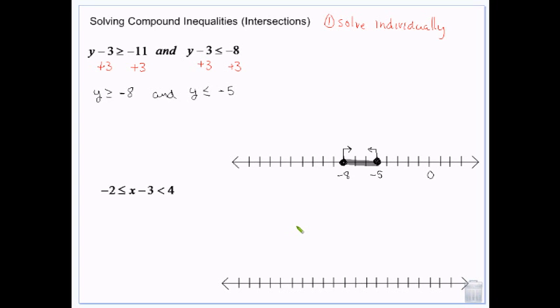Okay. Now if both arrows pointed the same way, I would just shade that way, because this part would overlap. Does that make sense? So y has to be between here somewhere. It could be negative 6 or 7, or any of these fractions or decimals in between. Because it has to be both greater than or equal to negative 8, and less than or equal to negative 5.